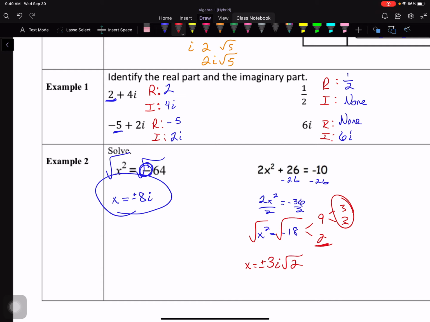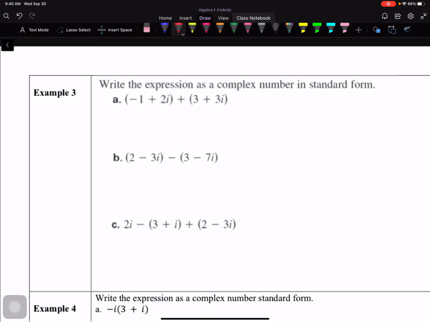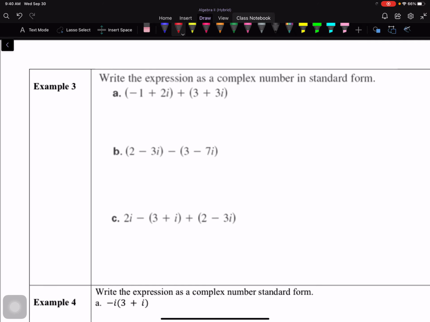Okay, so here you can use imaginary numbers to solve problems we used to not be able to. So write the expression as a complex number in standard form. When you add or subtract imaginary numbers, you can only add or subtract the real parts together and add or subtract the imaginary parts together. For example, letter A here, we can only add -1 and 3. Then we can add the imaginary parts, 2i plus 3i. So we're going to end up with 2 plus 5i.